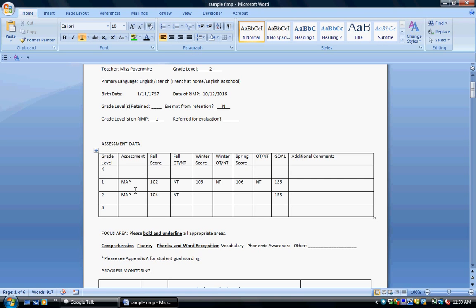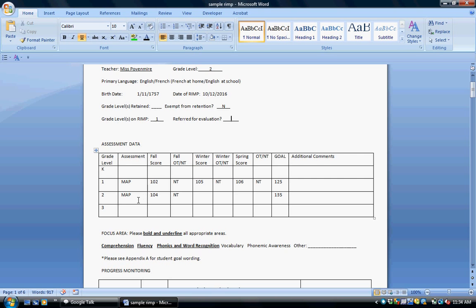Alexander was on a 1st grade RIMP. On his MAP score, that's the assessment they use, he got a 102, which is not on track. These numbers are completely made up, by the way, so they're not going to be accurate. I couldn't remember them off the top of my head, but this is a sample, so life is good. His winter score was 105 and his spring score was 106. Clearly he did not make the goal. He will be on a RIMP in 2nd grade.